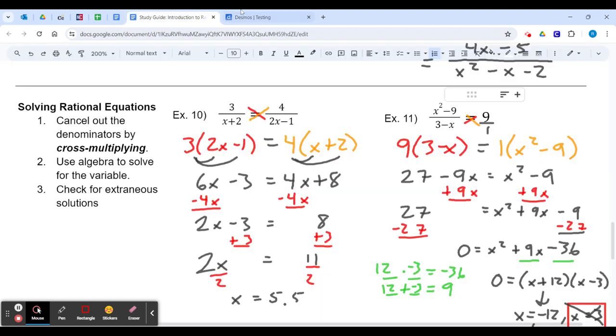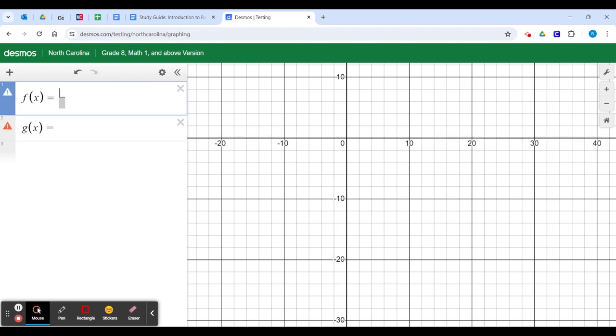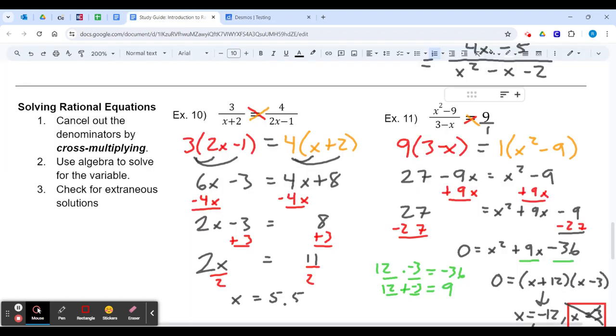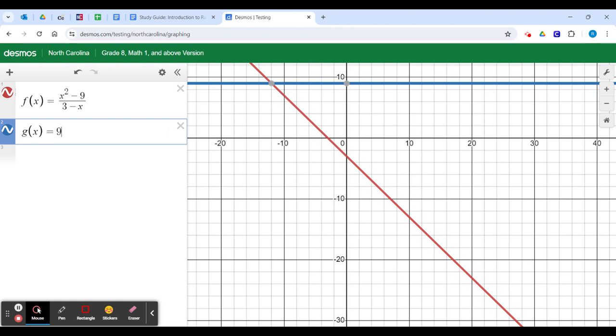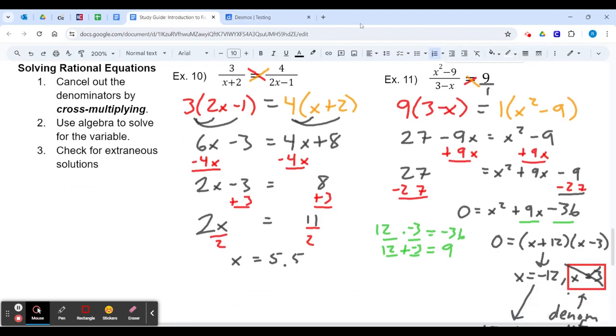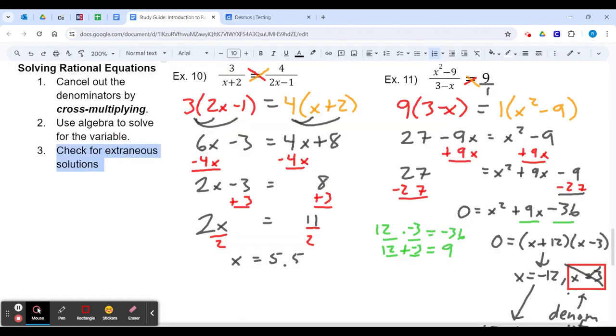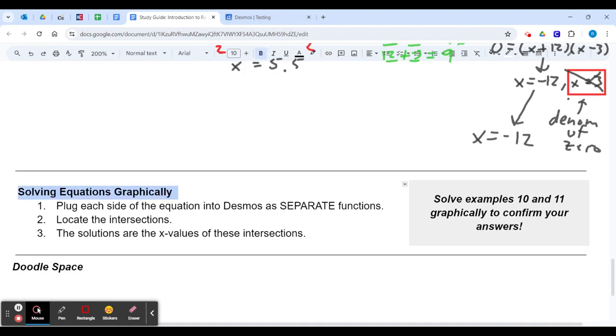For the second one, let's rewrite these real quick. I'll delete that. Up top, we have x squared minus 9, and we have 3 minus x on the bottom. That's my left side. My right side is just 9. And if I look here and zoom out, I only have the one intersection. It's at negative 12. We don't even have an intersection at x equals 3 because we should have a discontinuity there where the graph is undefined. So that's just a quick way to avoid that last step, checking for extraneous solutions, by simply solving these things graphically.